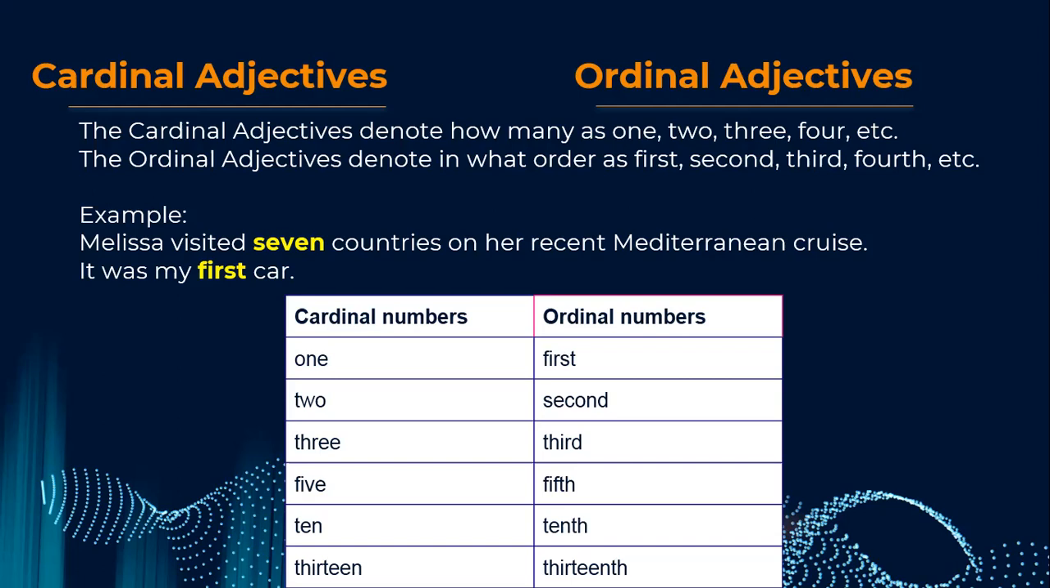So I'm not writing one here, right? It is my one car. I'm not saying like this. It was my first visit, it was my first job, it was my third car, it was my third friend. Likewise you can say. So this is how you can write the cardinal adjectives and the ordinal adjectives in your sentences, right?